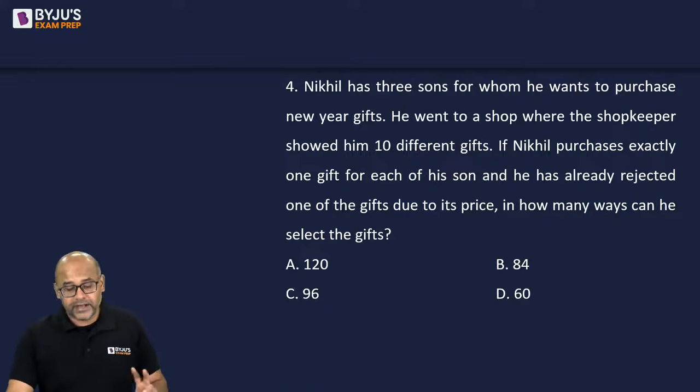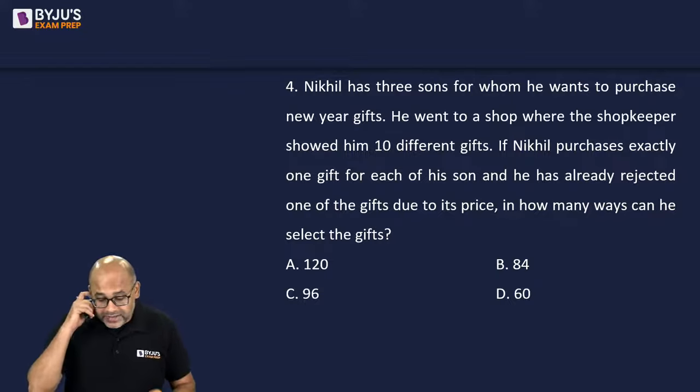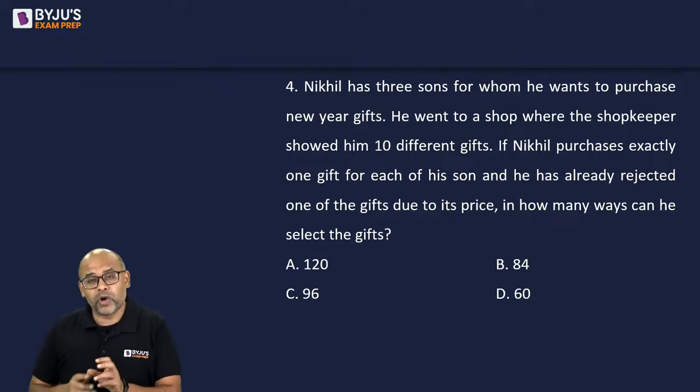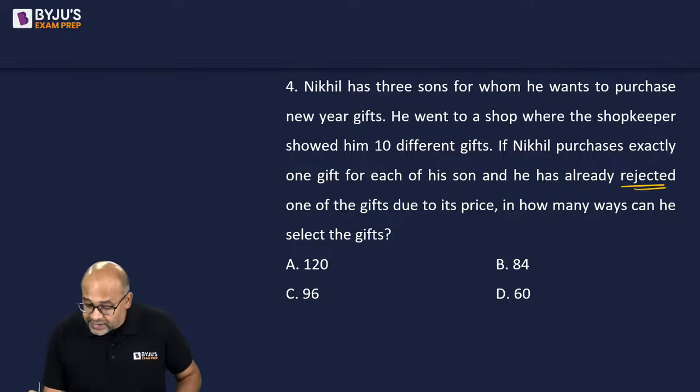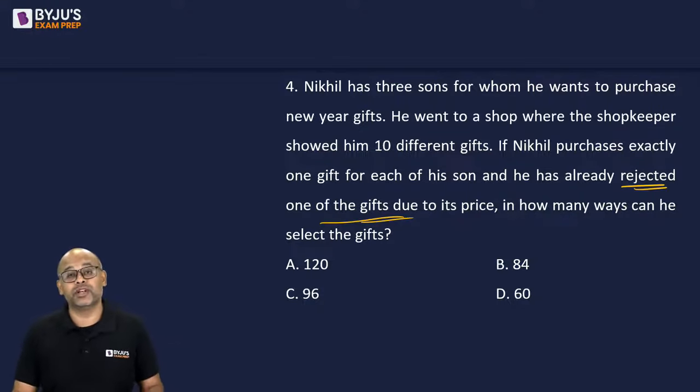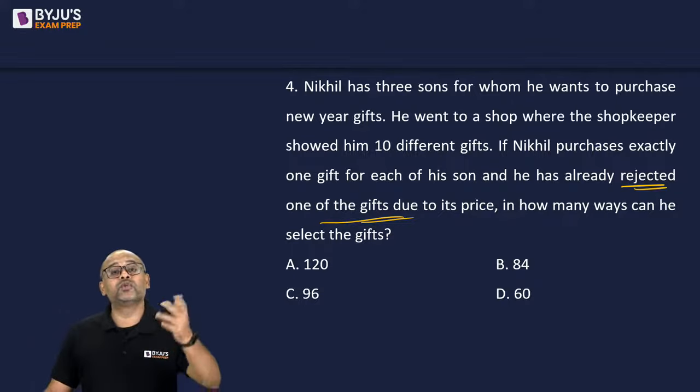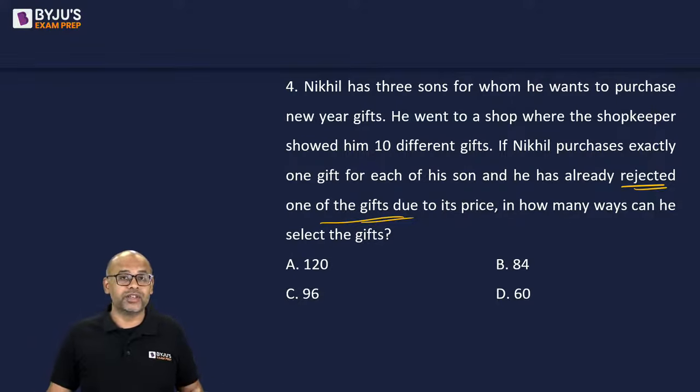Here we have a slightly different question once again. Similar starting but a small twist. If Nikhil purchased exactly one gift from each of his sons and has already rejected one of the gifts due to its price. So 10 gifts are there. One gift is too high in cost. So he's not going to purchase it. What is the number of ways of doing it?